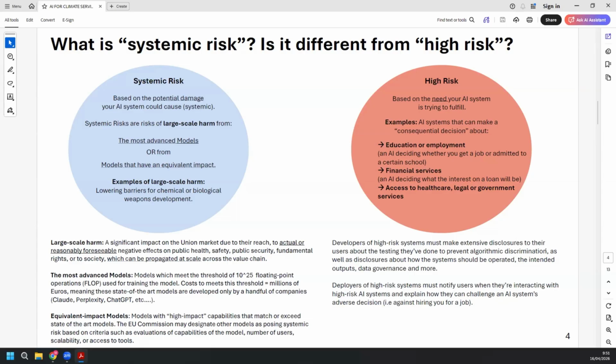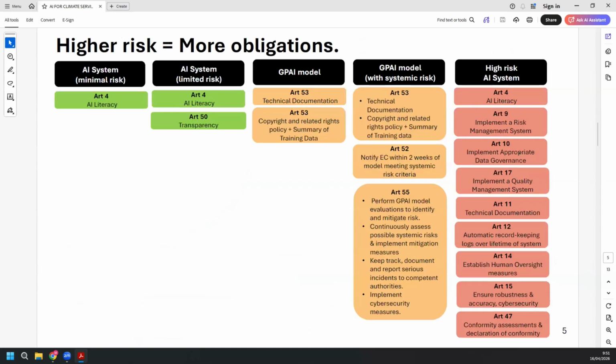And so you have more obligations under the Act. We will also talk about the human oversight component in a later slide, as that is also important. So here is a way to illustrate how the higher risk your system is classified as, the more obligations you have to comply with. You can see at the very left, you just have an obligation to basically educate your employees that are developing or using AI as to what AI actually is.